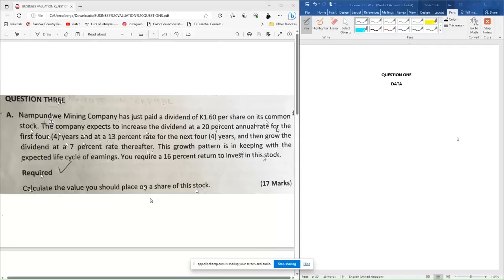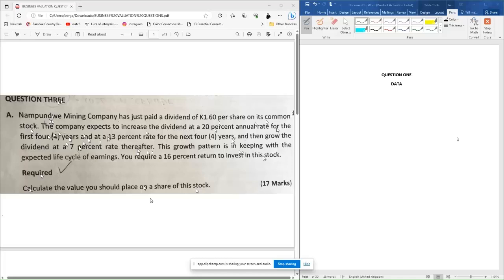So if we read through, you can see that the question says that the company expects to increase the dividend at a 20% annual rate for the first 4 years and at a 13% rate for the next 4 years, and then grow the dividend at a 7% rate thereafter. So you can see that the growth that we have here, our G, the growth, right? We have three growths taking place in three different time periods. And you can see here that the model that we need to use here is our growth phase model. We have three growth rates that have to be applied in three periods, three phases, right?